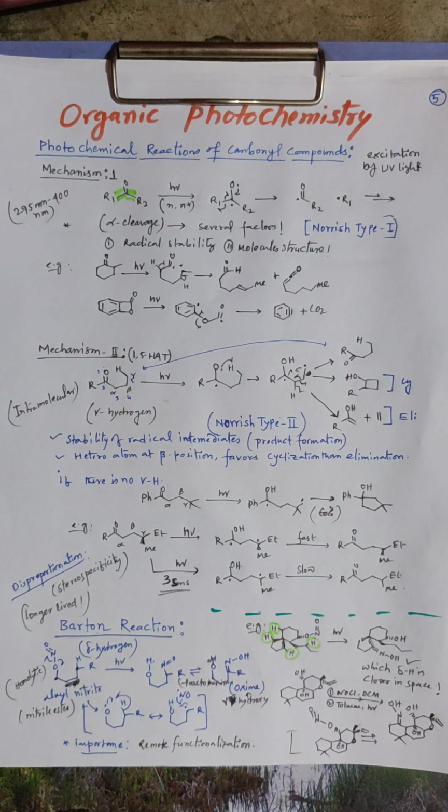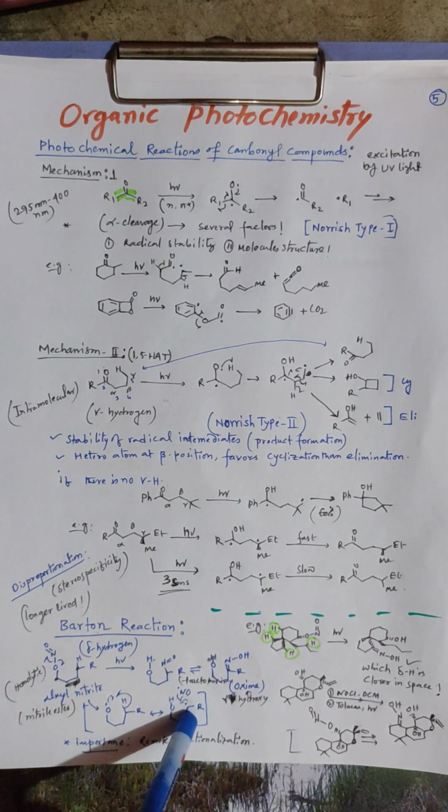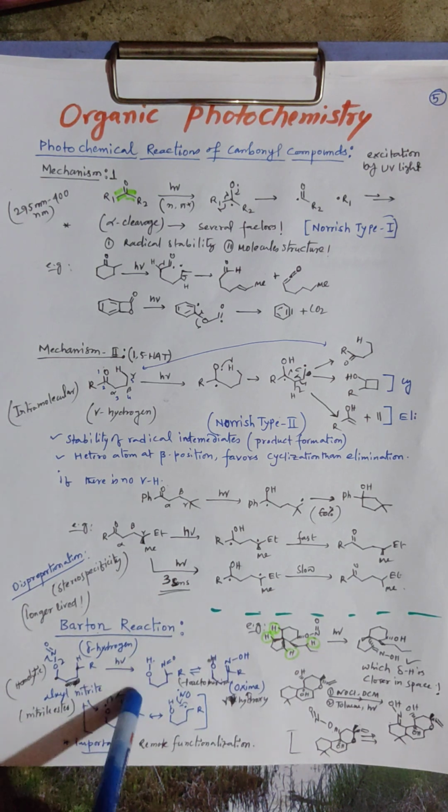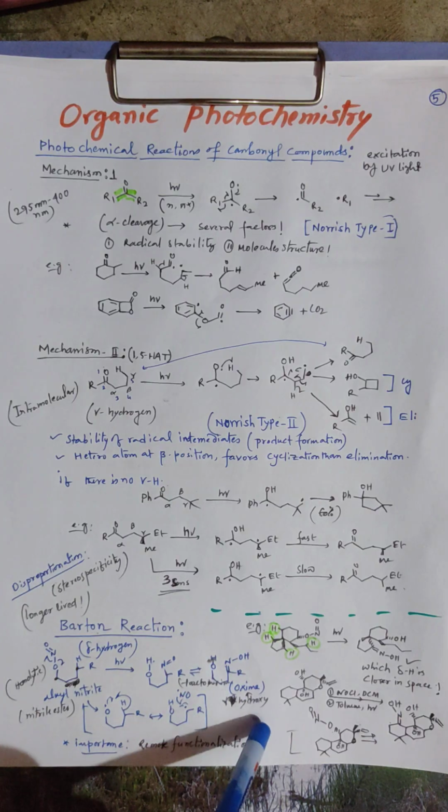It generates one nitrosyl radical and another oxygen radical. That oxygen radical abstracts the delta hydrogen from this alkyl species, and at the delta position a radical is generated. Here the nitrosyl radical and the delta position carbon radical combine to give this product, which tautomerizes to give the hydroxylamine, meaning the oxime product.